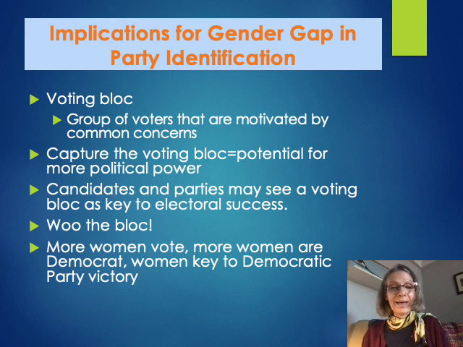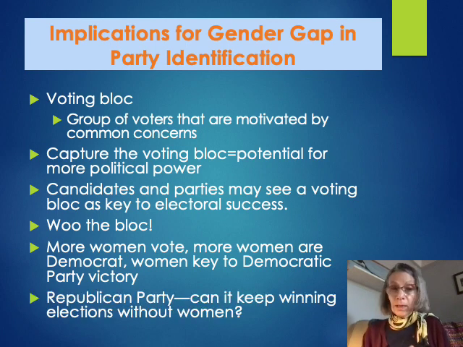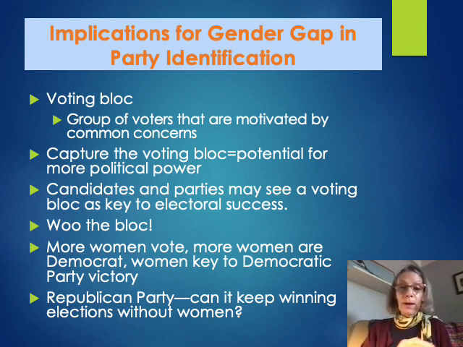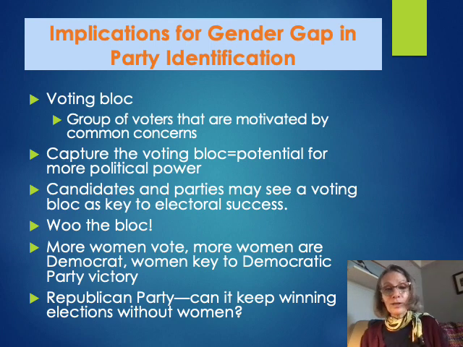So woo the bloc. So more women vote, more women are Democrats, women are key to the Democratic Party victory. That's oftentimes the way the Democratic Party thinks. Get the women's vote, and then you're going to be more likely to win elections. But the Republican Party is also starting to think, hey, can you really keep winning elections, particularly national elections, without women, without wooing the women's voting bloc? So it's very possible that the Republican Party might need to shift in terms of trying to bring more women back to the Republican Party if they want to remain electorally successful.